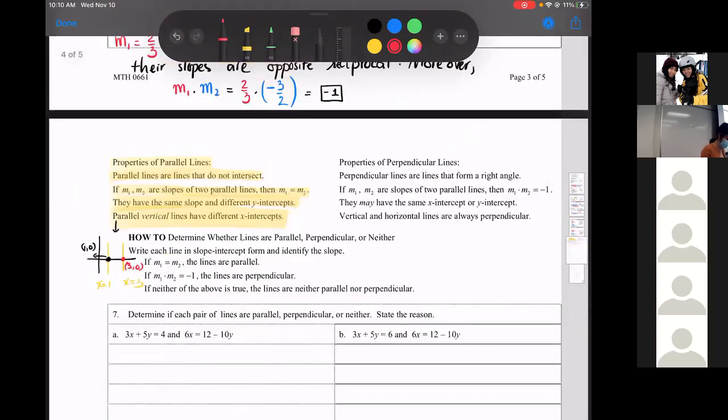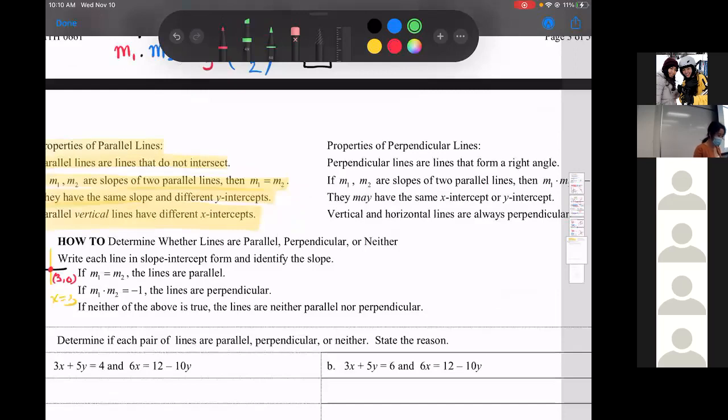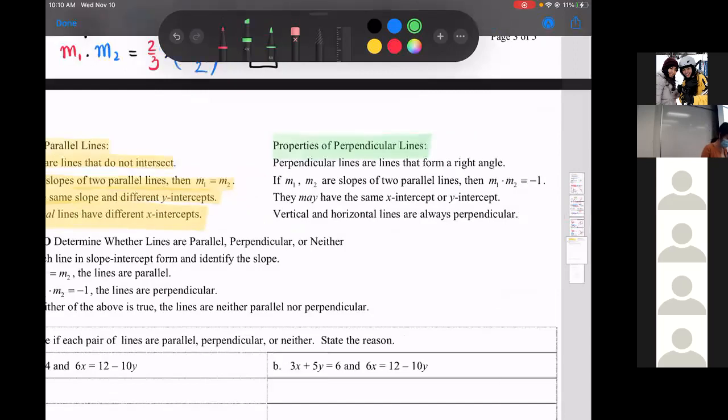Properties of perpendicular lines: if they're perpendicular, then m1 times m2 equals -1. That's important, so I'm going to box it because you're going to use it. Perpendicular lines form a right angle, and they only intersect each other at one point. They may have the same x-intercept or y-intercept. The vertical and horizontal lines are always perpendicular, which makes sense, right?